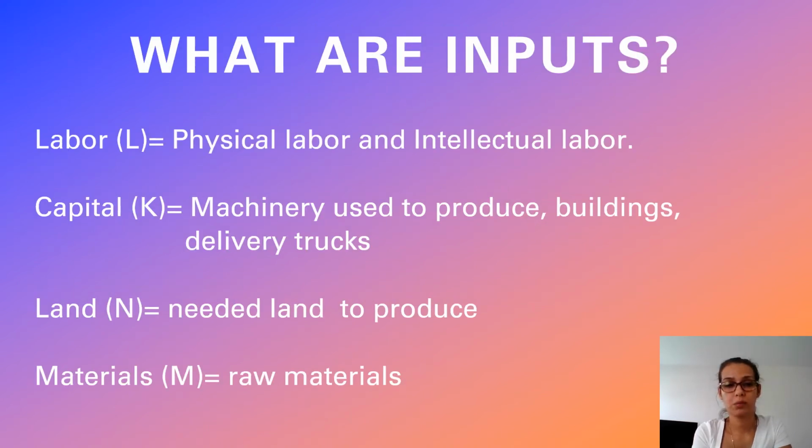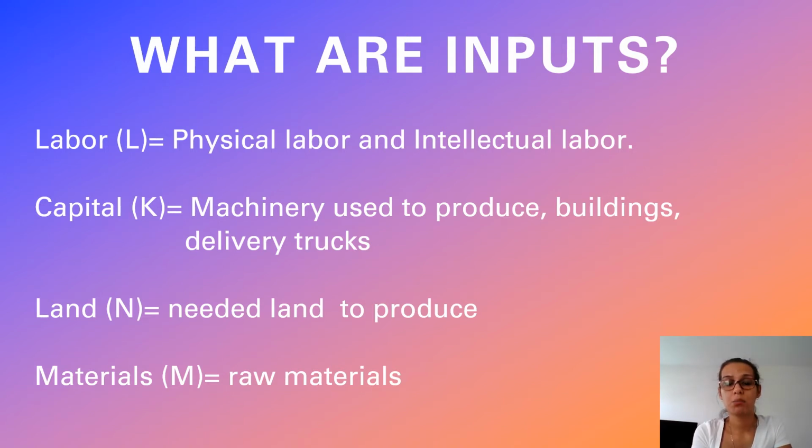What are inputs? Inputs are labor, which includes physical and/or intellectual; capital, machinery used to produce, buildings, delivery trucks; land needed to produce; and materials, which are raw. An example of physical labor can be a construction worker or a mover, whereas intellectual labor can be a secretary or a lawyer. Capital can be the crane used in construction sites, whereas a computer and desk can be used for the secretary or the lawyer in an office.